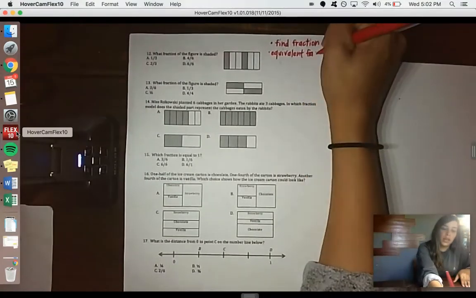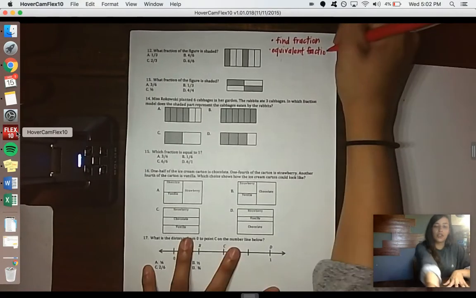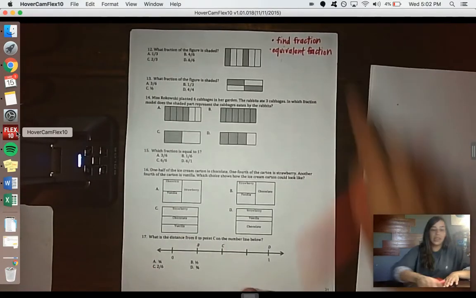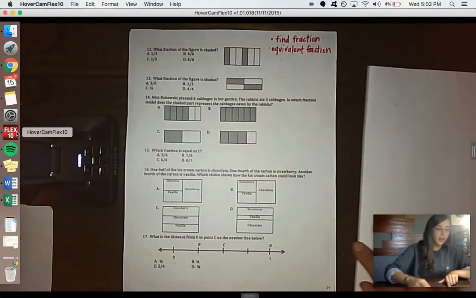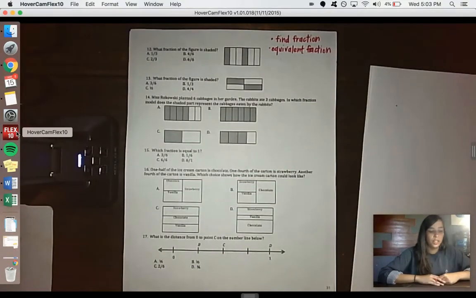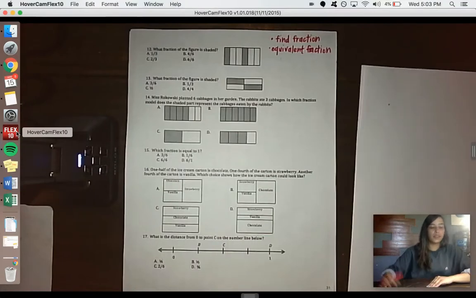So let's go ahead and do number 12 together so I can show you what that looks like. Write these notes at the top of your page and then play the video again when you're ready to keep going. 12 says, what fraction of the figure is shaded? Okay, so I see 2 shaded pieces.